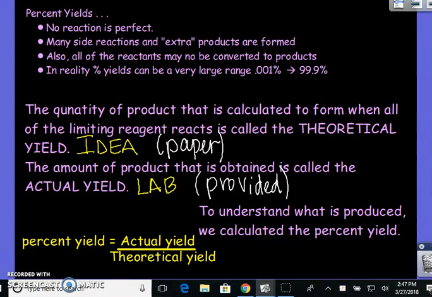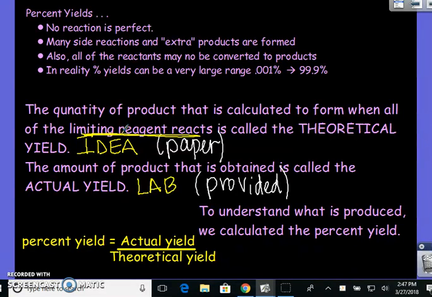All right, so the quantity of a product that is calculated to form when all of the limiting reagent reacts is called the theoretical yield. A lot of times with percent yields, you're going to have to calculate limiting reagents. They're going to give you the mass of both reactants. You have to figure out which one you produce the least amount of product with, and then you're going to have to go from there.